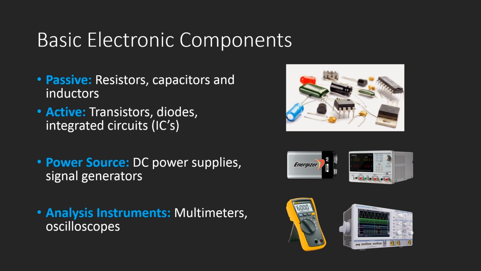You also need a power source, which can be a DC power supply such as a battery or signal generators. In many projects, you also want to check the voltage or current flowing through your circuit. To do that, you can use a multimeter or an oscilloscope.